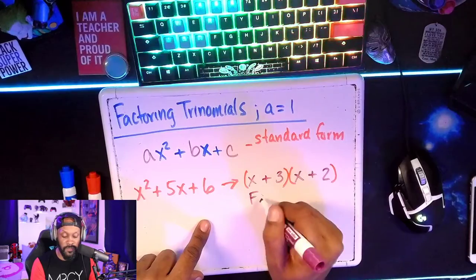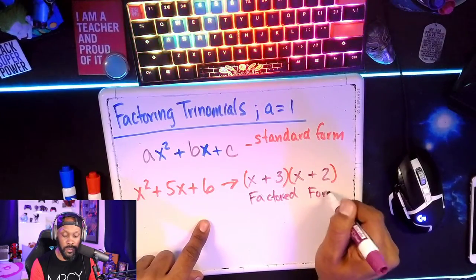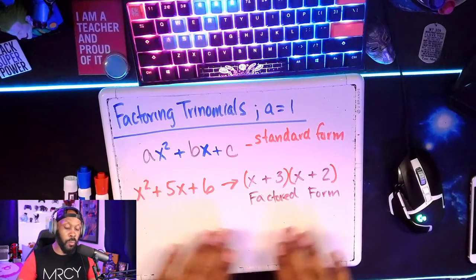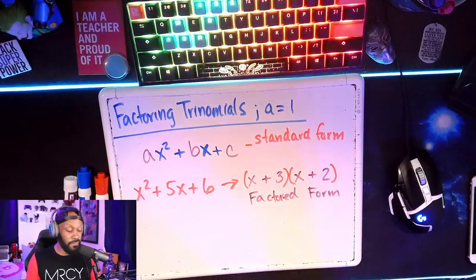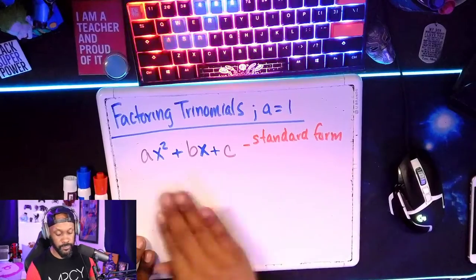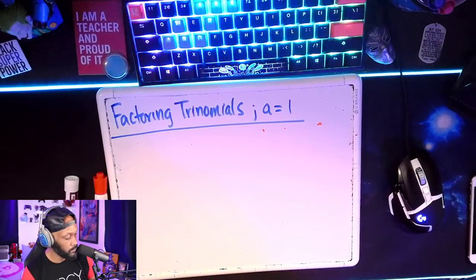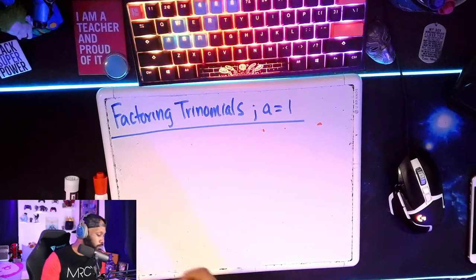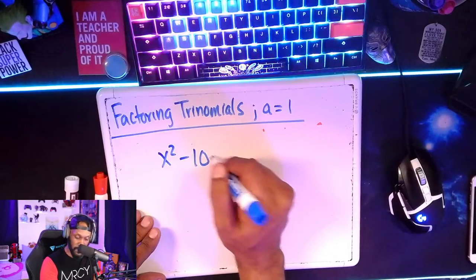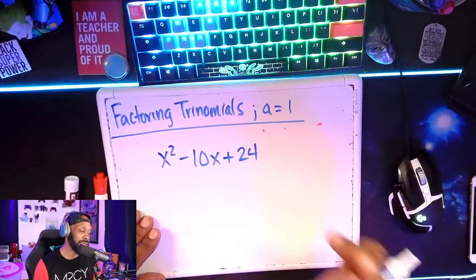And this is our factored form. So we're taking those trinomials and breaking them down into their fully factored form, if that's possible. Let's do a couple more, just a couple more. Let's take a look at these two.